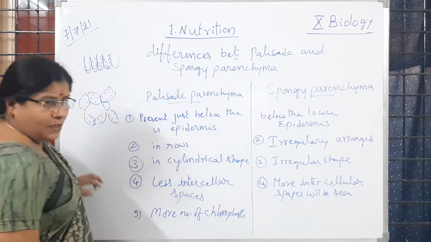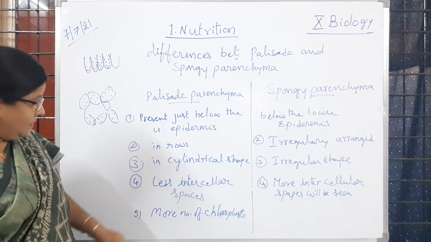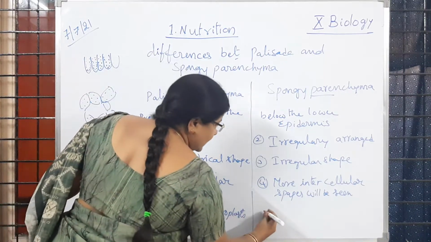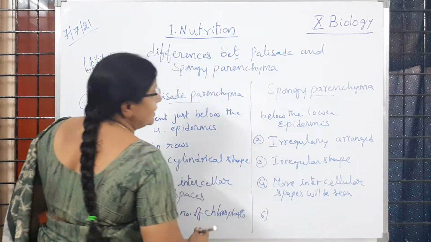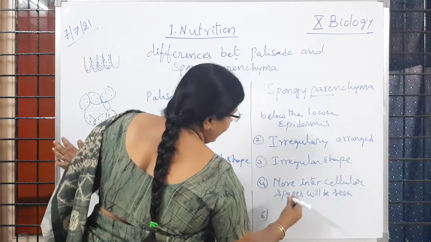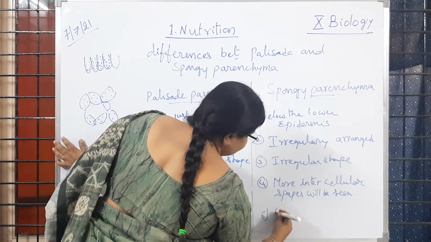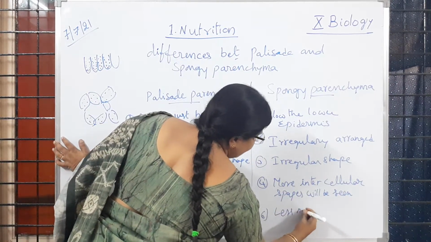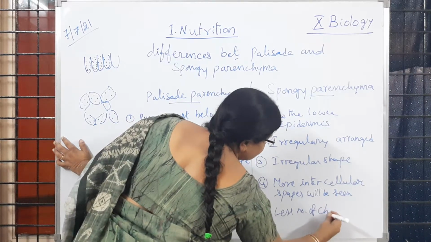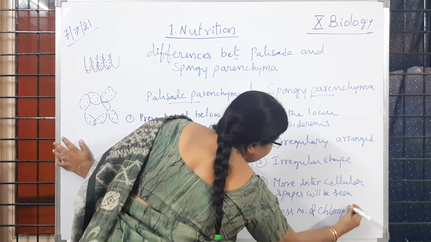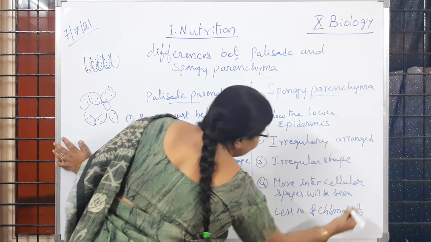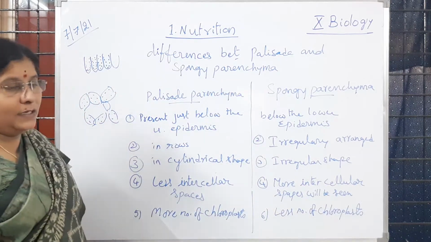More number of chloroplasts are seen, whereas here in the spongy parenchyma, less number of chloroplasts are seen. Is it clear to you?